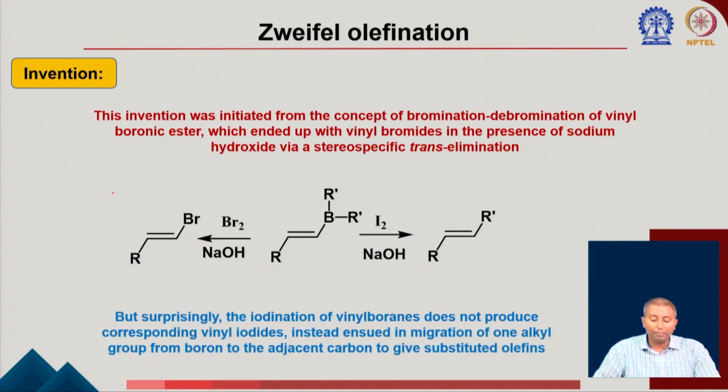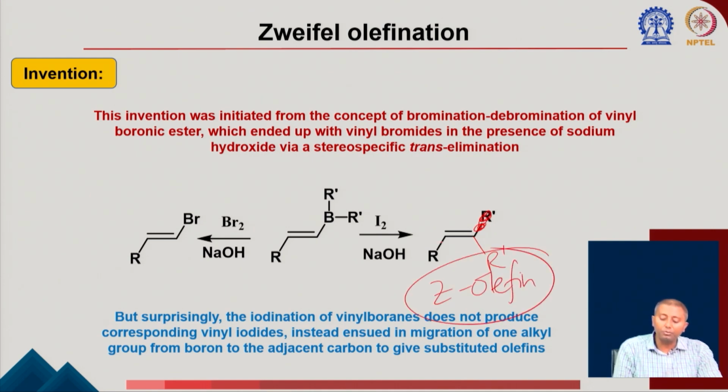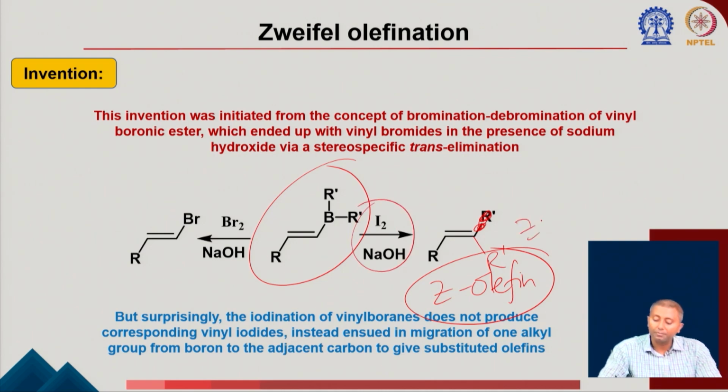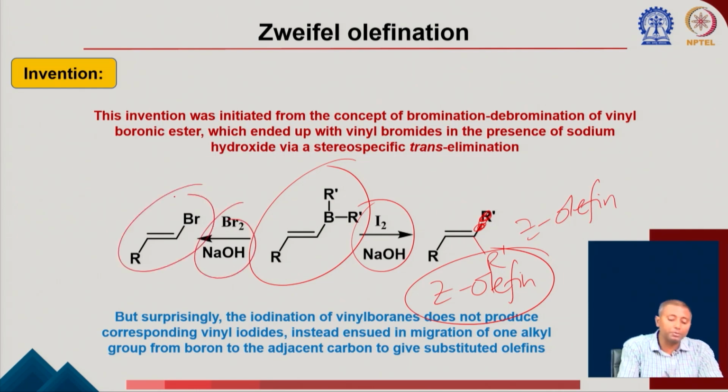Okay, so I think in this reaction what is happening, I think this will be R dashed will be here. I think this will be a Z olefin here. So what is happening at the beginning, if you take this corresponding vinyl boron compound and treat with iodine and NaOH, you end up making the corresponding Z olefin. And now if you treat with bromine and NaOH, you get the corresponding vinyl bromide.